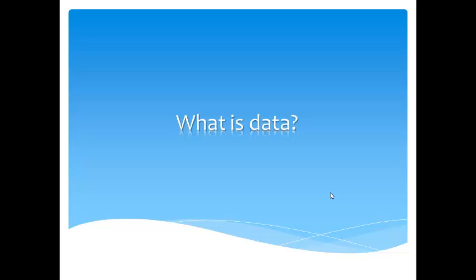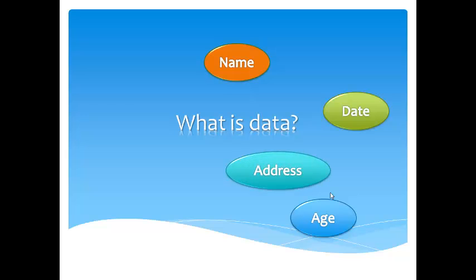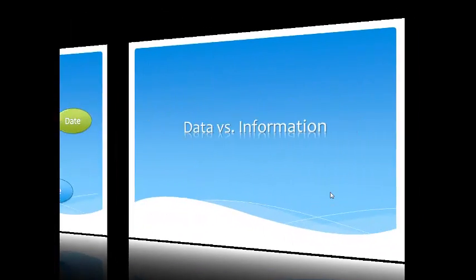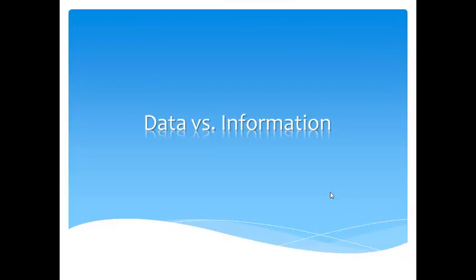What is data? Data is a representation of objects and/or events that can be recorded such as names, dates, pictures, videos, etc. Most of the time, people use data and information interchangeably in everyday life. However, there is a difference between the two terms. Information is data that has been processed to make it more meaningful for decision making, whereas data are just raw facts.